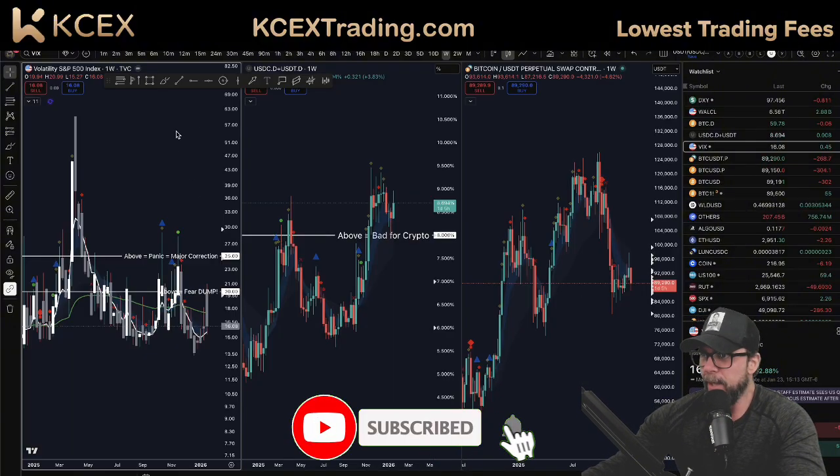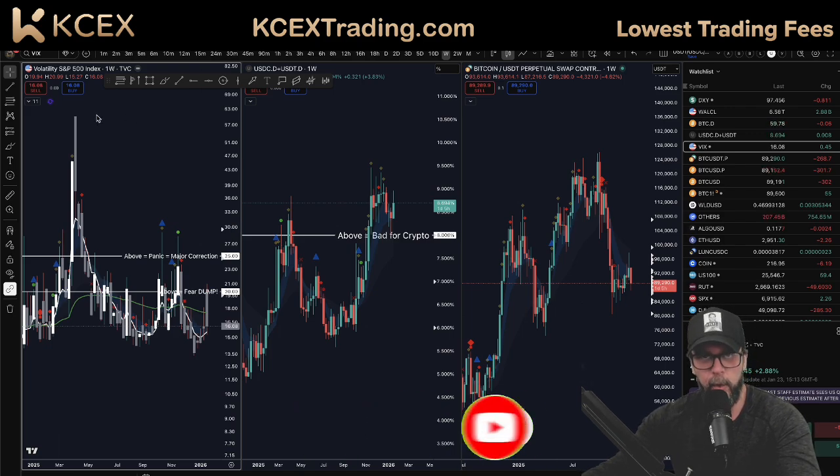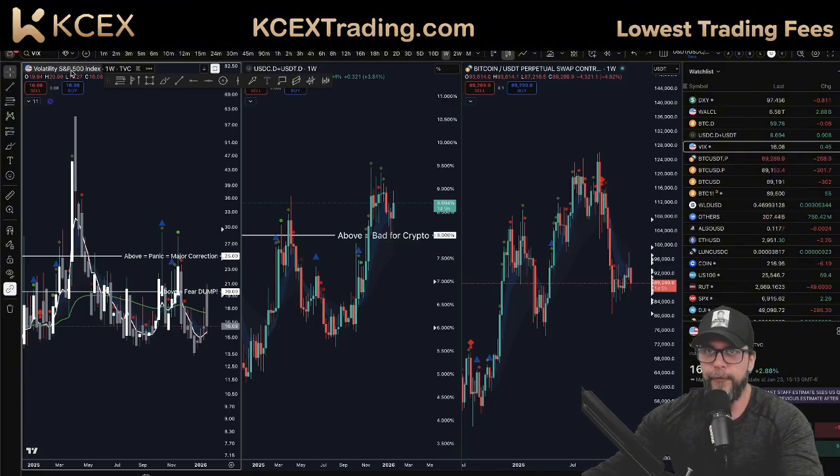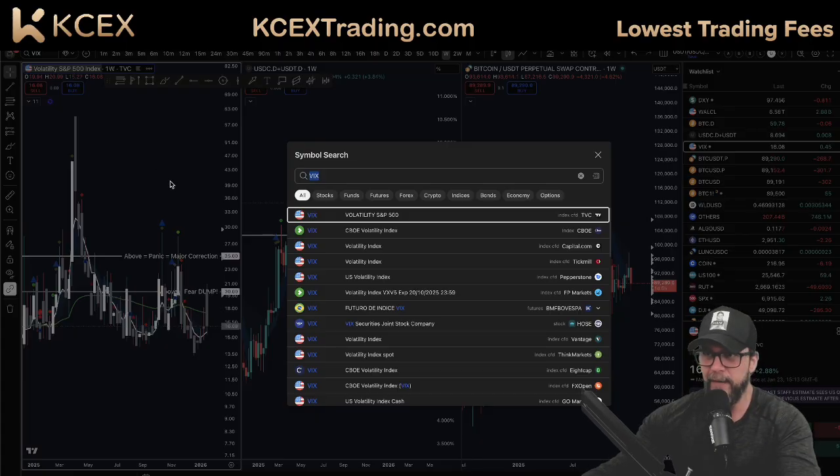I have my big chart here sectioned into thirds. I'm going to show you what each one of these is, so go ahead and screenshot these or pause the video and write them down so you can add them to your chart. You're going to want these, trust me. The first one is the volatility of the S&P 500, or the VIX, V-I-X. That's all you type into your symbol search and it'll pull up and you add that, okay?